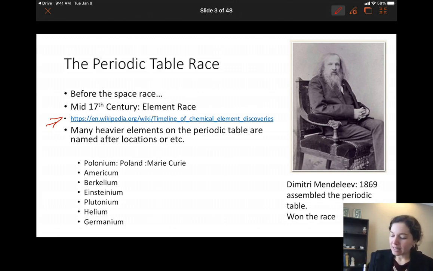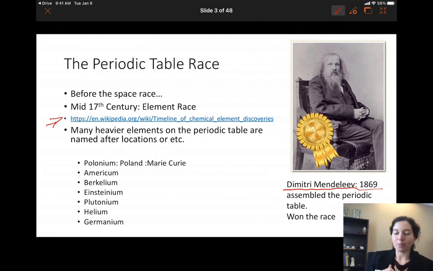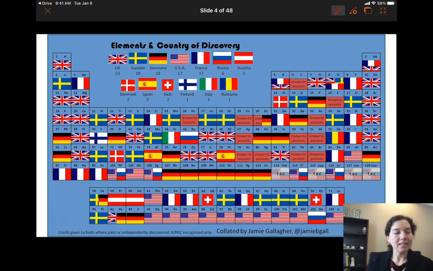So in 1869, Dmitri Mendeleev won the ultimate periodic table race. He was the one to assemble the entire periodic table, to take all of these elements that everyone had discovered and put them in a fashion that makes sense and arranges them by physical and chemical properties. So let's take a look at where all these elements come from.